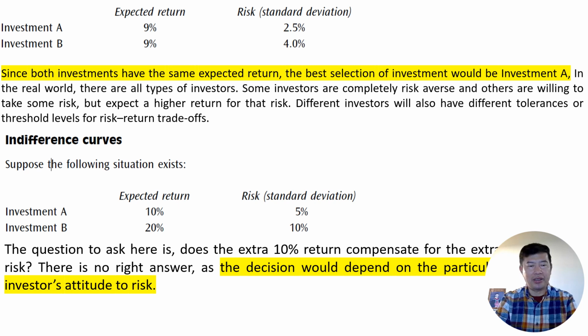Okay, now let's move on. What about investment A 10% with the risk 5%, and investment B 20% with the risk 10%? Which one is the best? You cannot answer because different return, different risk. Now it depends on the behavior of the investor. If you dare to take risk, okay, risk 10% but you get high return. Low risk, low return. It depends on type, it depends on investor behavior. Okay, move on.